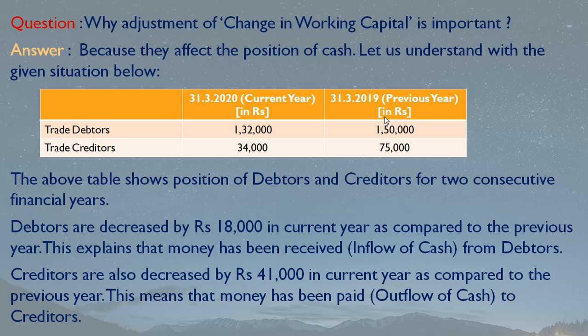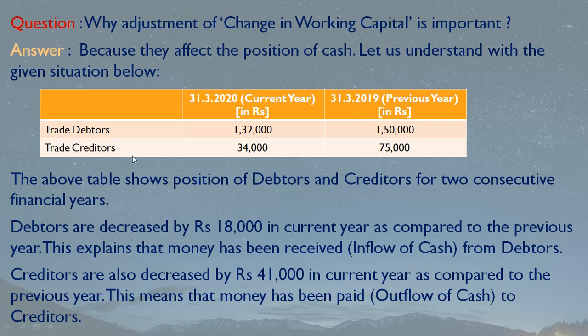As we can see here, debtors in the previous year were 1,50,000, but in the current year it is only 1,32,000. Which means that debtors have decreased by 18,000 rupees. In the previous year you had debtors of rupees 1,50,000, but in the current year the debtors are only 1,32,000, which means 18,000 money has been received from them. So this 18,000 is actually the inflow of cash from debtors.